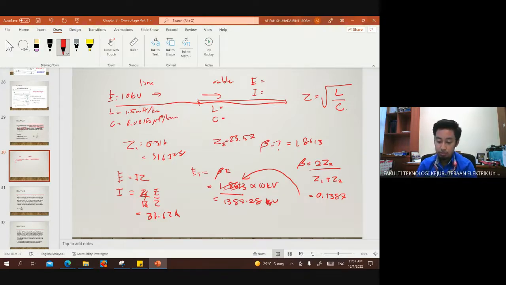So guna balik, berapa nilai IT tadi? IT maksudnya ET bahagi dengan Z2. Berapa?